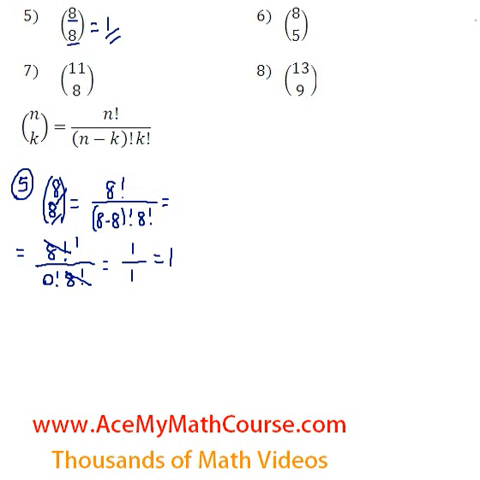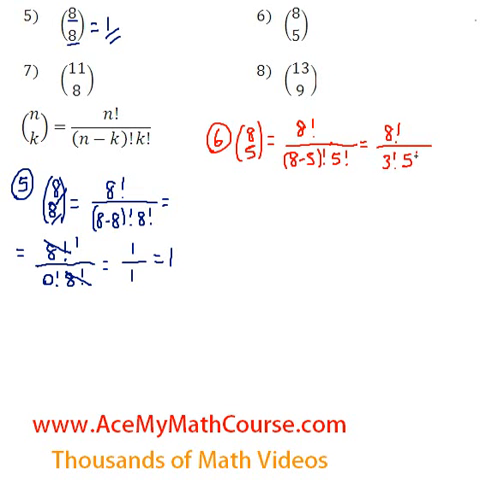Then question number 6. Now we have 8 choose 5. So n is 8, and k is 5, so we have 8 minus 5 factorial times 5 factorial. Okay, so let's simplify this. We have 8 factorial over, now 8 minus 5 is 3, so we have 3 factorial times 5 factorial.